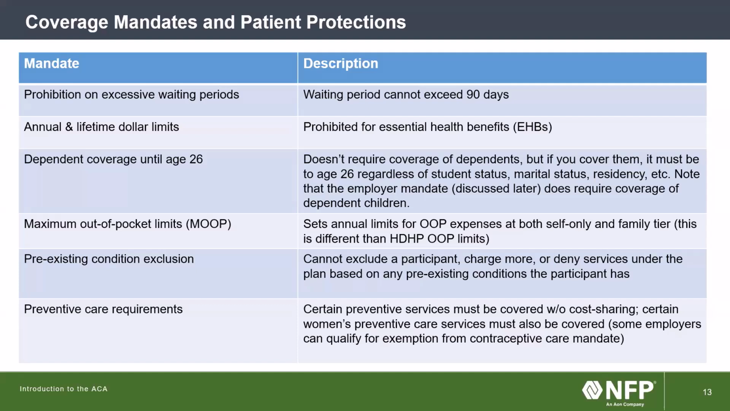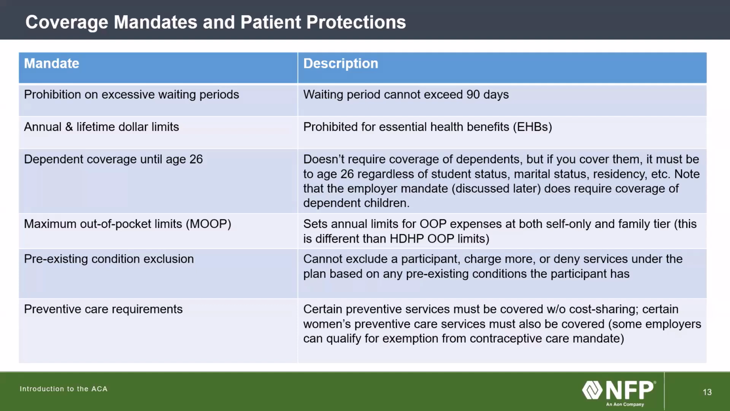The ACA gave us maximum out-of-pocket limits. Every year we get a set of limits for out-of-pocket expenses. They apply these both on the self-only and the family tier. If you sponsor a high-deductible health plan with HSA, there's another set of out-of-pocket limits for HSA compatibility, but these ACA limits are a little bit higher than that.